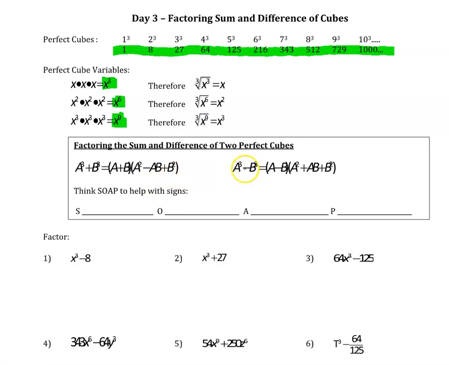Now coming over here with the difference of perfect cubes, it's the same idea: cube root, square, product, square; same sign, opposite, positive. So to help us think of the signs here, we're going to remember the acronym SOAP. SOAP stands for same, opposite, and oopsies, A stands for always, positive.